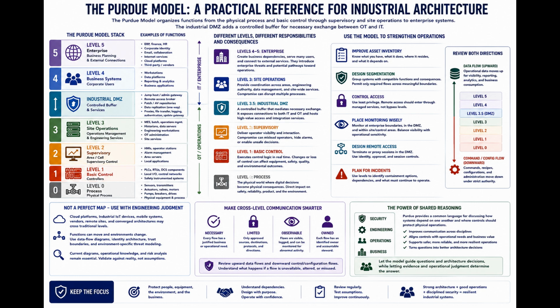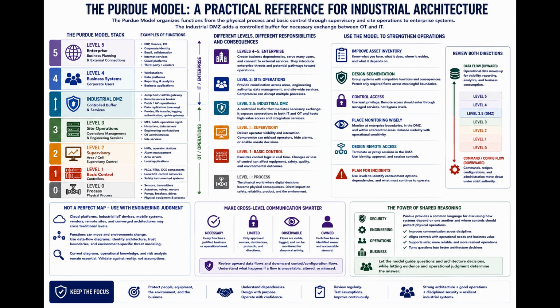Review data moving upward and commands, configurations, and administration moving downward. Make cross-level communication necessary, limited, observable, and owned. The model is not a perfect map or a substitute for engineering. Cloud platforms, industrial Internet of Things devices, vendors, remote sites, and converged architectures may cross traditional levels. Current diagrams, operational knowledge, and environment-specific risk analysis remain essential.